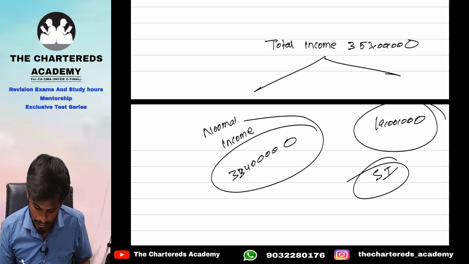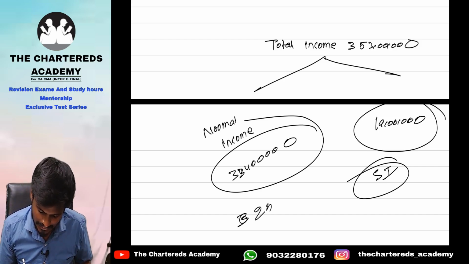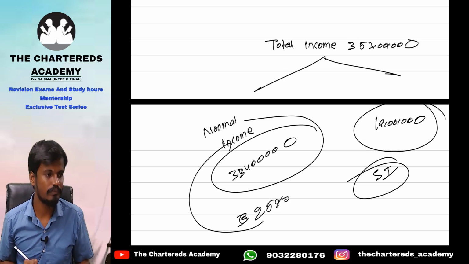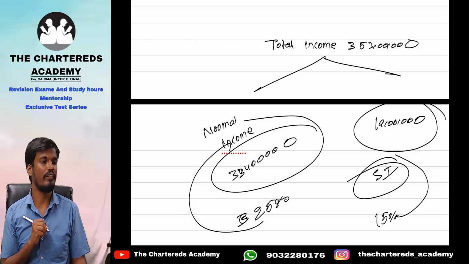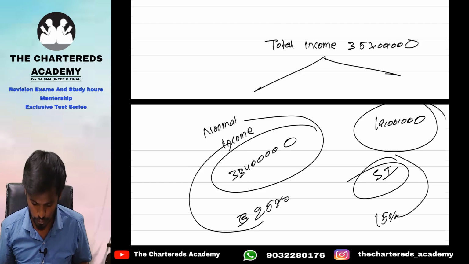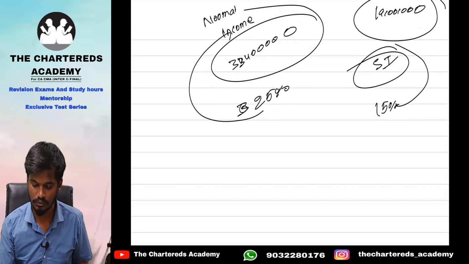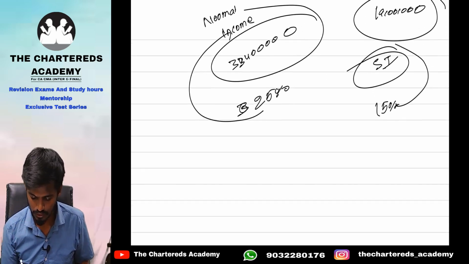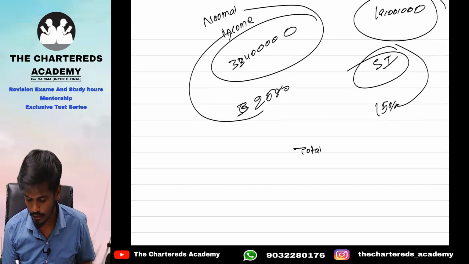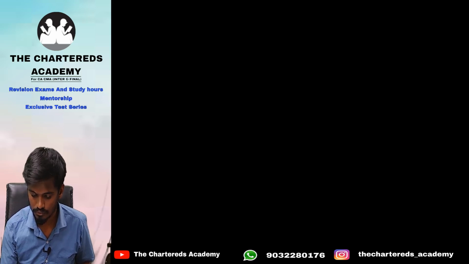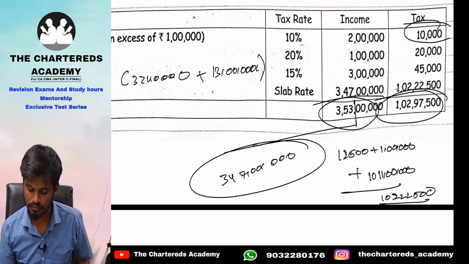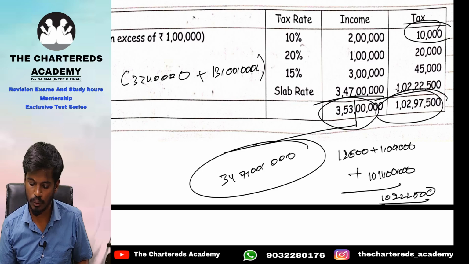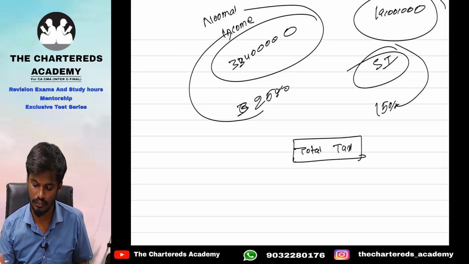So 25% surcharge rate is applicable on the normal income and 15% is applicable on the specified income. 15% tax rate is applicable on the specified income. So how to compute? Take the total tax. Our total tax is 1 crore 29 lakhs 7,500.